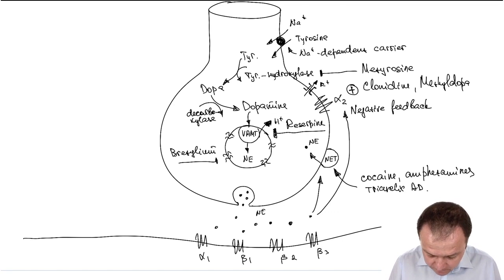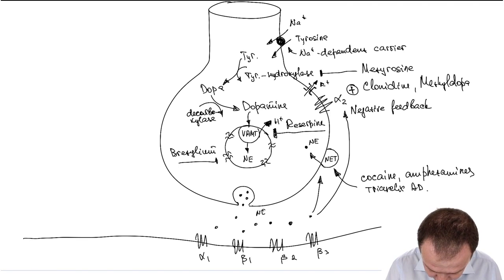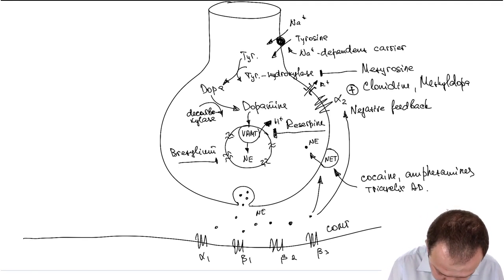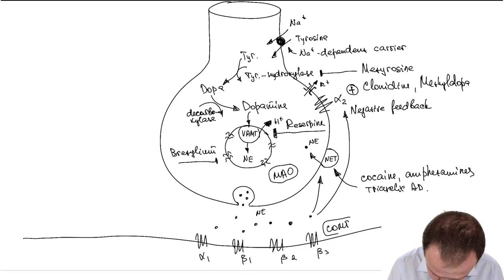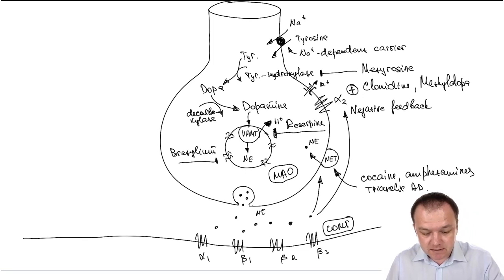Mechanism of termination of action. First, the reuptake. After that, we have catechol-O-methyltransferase, and we have monoamine oxidase inside.